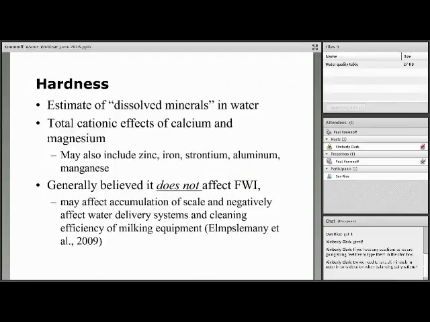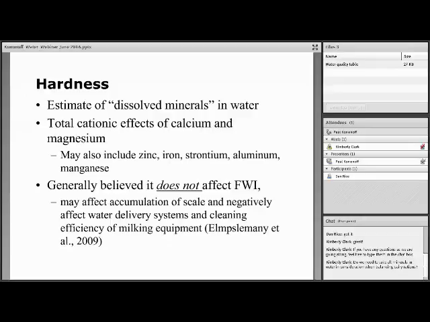So another estimate you'll see on your water test is something called hardness. This is an estimate of dissolved minerals in water, or a total cationic effect of usually calcium and magnesium. However, there are a number of other minerals that can be included in this hardness, but the reality is we're usually looking at calcium and magnesium. So when somebody says, "I have hard water, is that a problem for my dairy cows?" Generally speaking, we don't believe that it has a negative effect on free water intake. So high hardness in and of itself isn't necessarily a problem.